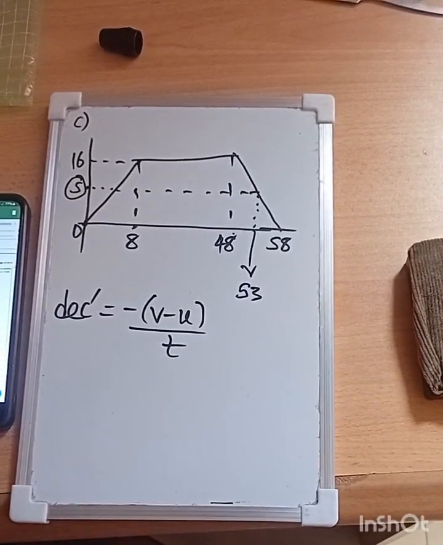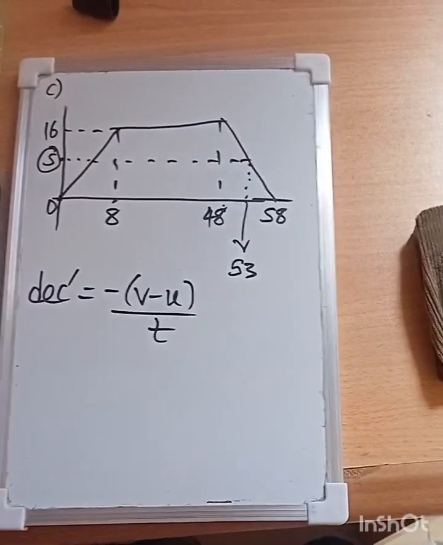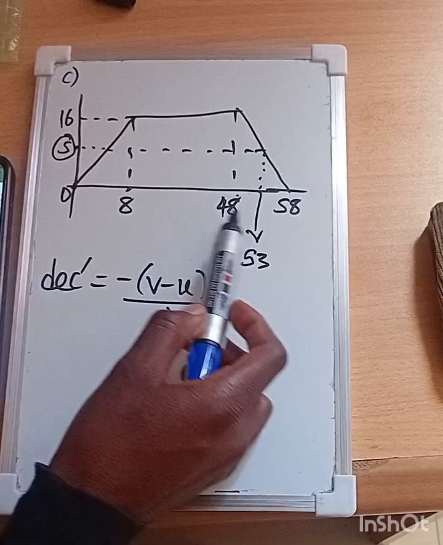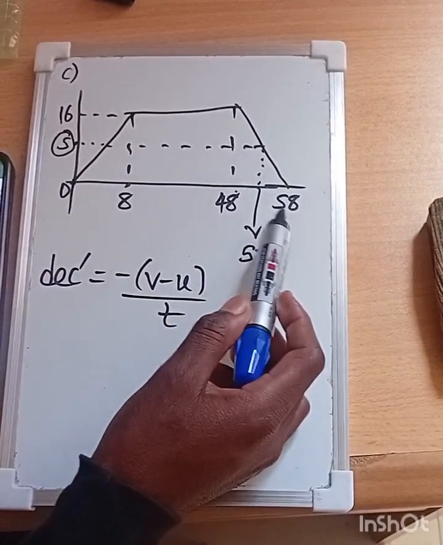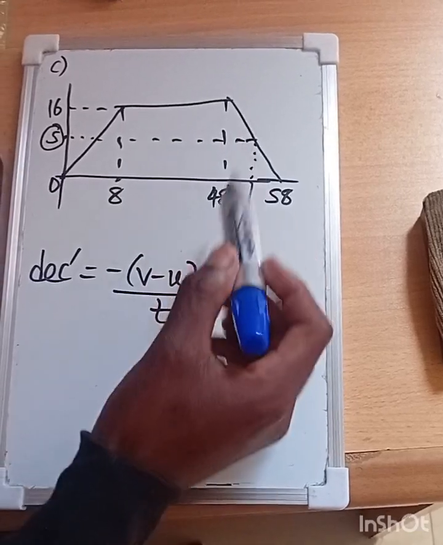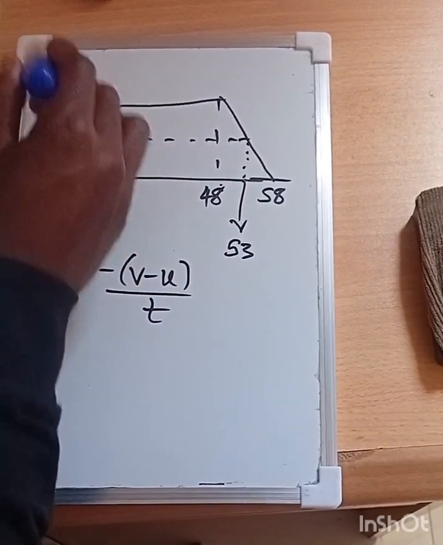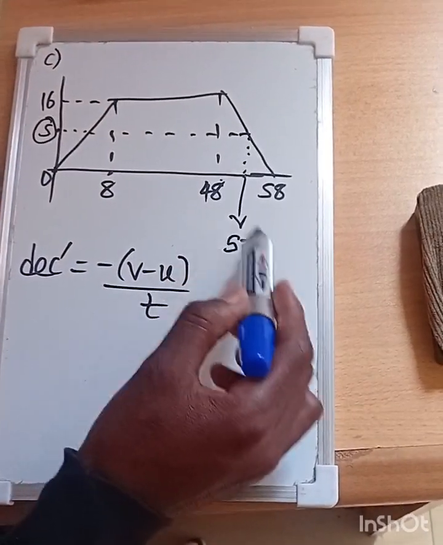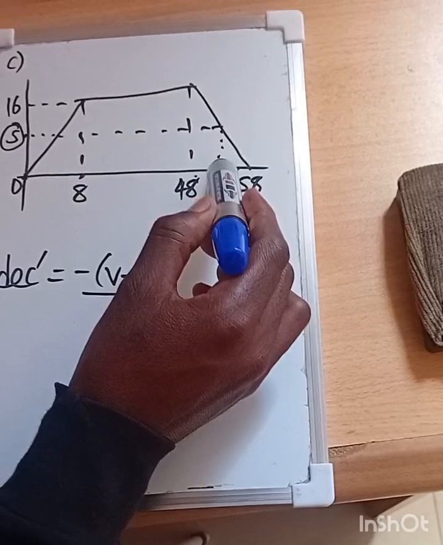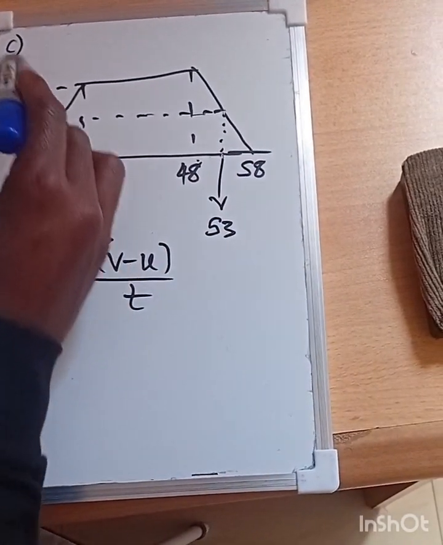For part C, they want us to find the speed of the car when t is equal to 53 seconds. Here there's 48 and 58, so 53 is between 58 and 48, somewhere there. So just approximate 53. Speed is on the y-axis, so we want to find where t was 53, then go dotted on top until you bring it to this side where you have your speed.